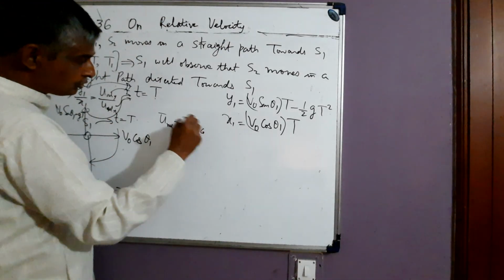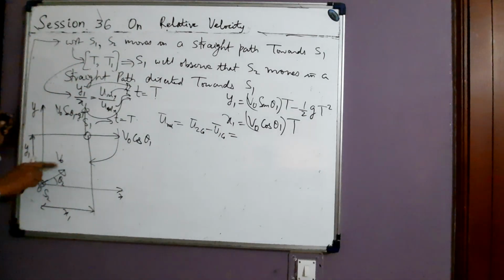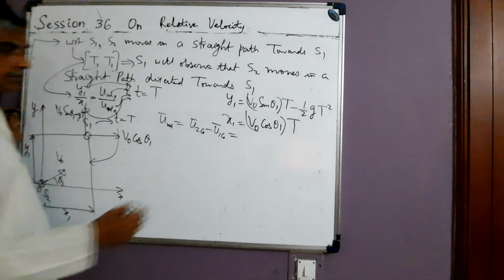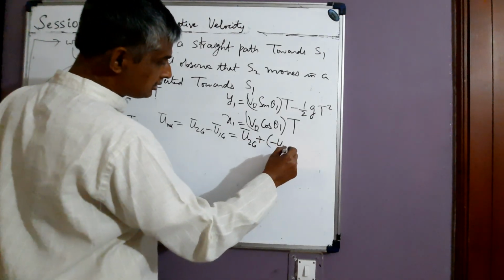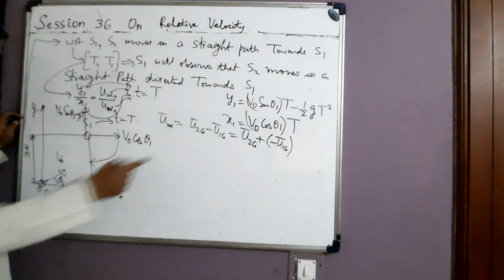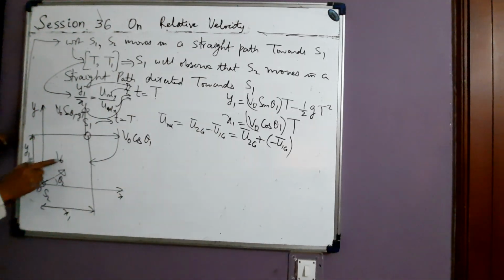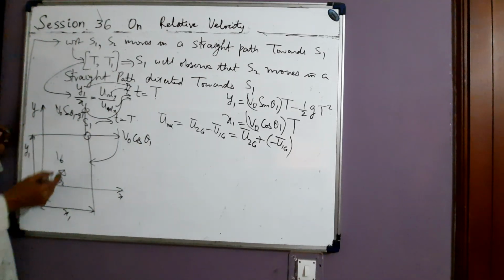That is just u2g minus u1g. u2g is nothing but this. So this will be written as u2g plus minus of what? u1g. You write it in this way. Or u2g is what? This is u2g: V naught cos theta 2 angle. This is u2g. And u1g is what? These are the two components of u1g.